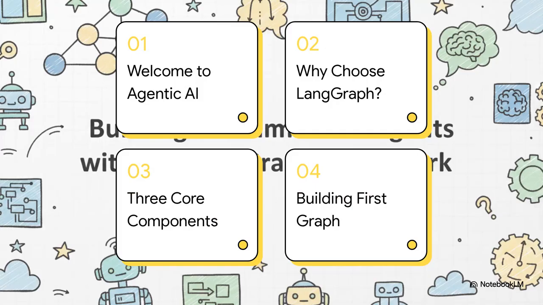Our agenda today takes us right from the evolution of AI directly into the architecture of your own autonomous systems. We'll start with a shift to agentic AI, look at why you should choose LangGraph, break down its three core components, and finally, build your first graph.